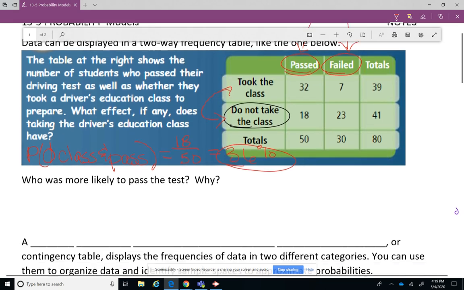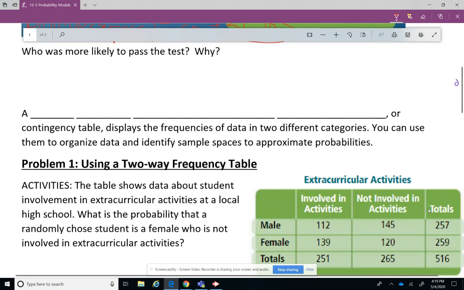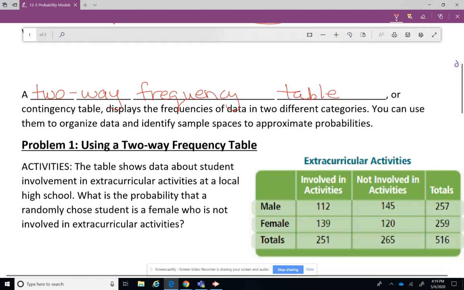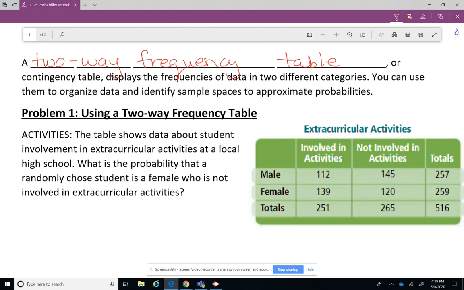Those are two things. So a two-way frequency table or a contingency table displays the frequencies of data in two different categories. You can use them to organize data and identify sample spaces to approximate probabilities. So we're going to use a two-way frequency table.